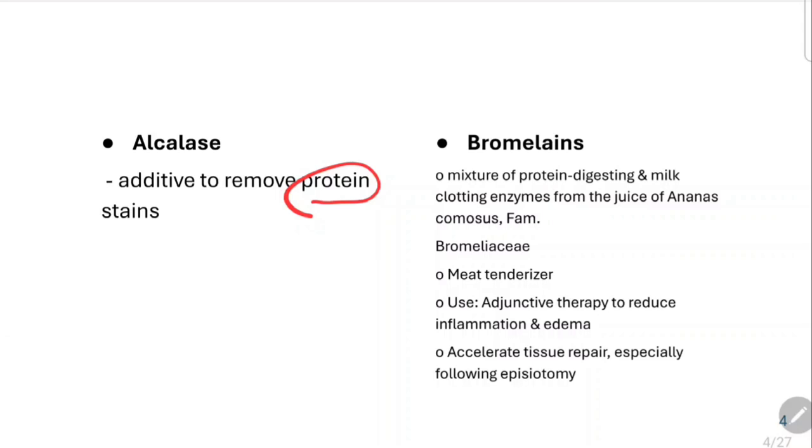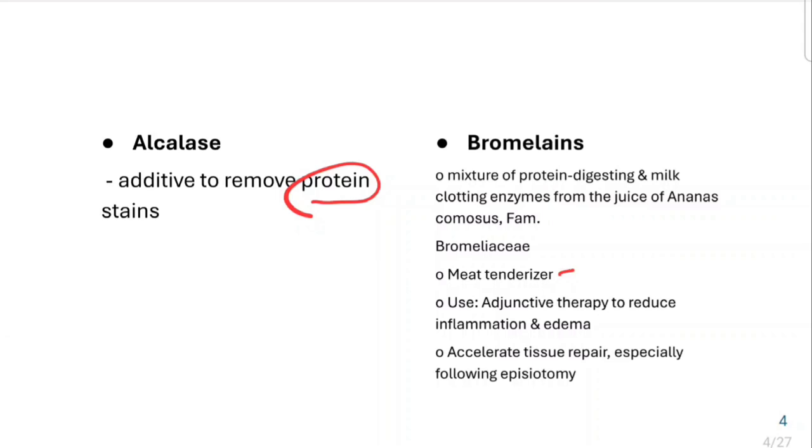We have also your bromelains, a mixture of protein-digesting and milk-clotting enzymes from the juice of Ananas comosus. This is your pineapple, family Bromeliaceae. This is usually used as a meat tenderizer, to soften the meat. It is also used as adjunctive therapy to reduce inflammation and even edema, for those who have problems with water retention. It also accelerates tissue repair, especially following your episiotomy.